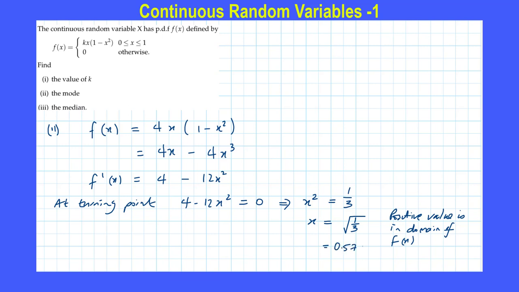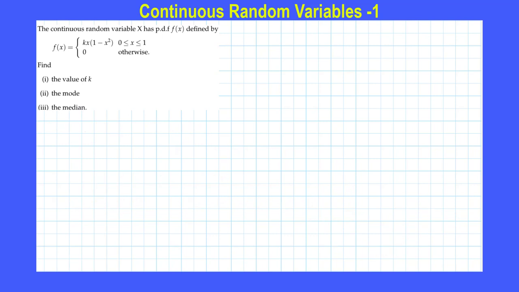We need to justify this as a maximum, so if we do a second derivative, and we substitute our value of x into it, so x is, remember, 1 over the square root of 3, or the square root of 1/3, and we know that f double dash of x is less than 0, so therefore it is a maximum.